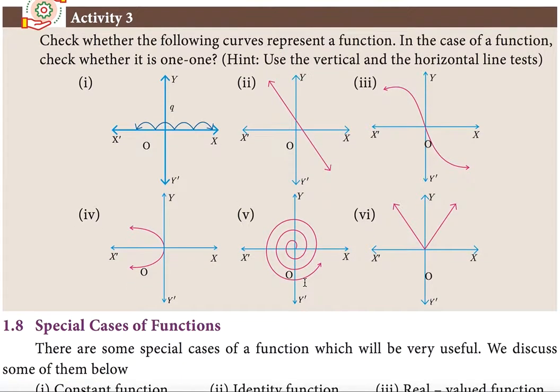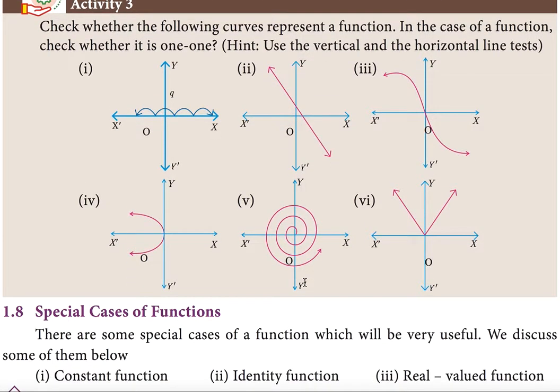Check whether the following curves represent a function. In case of a function, check whether it is 1 to 1. Use the vertical line, horizontal line test. The vertical line you need to test whether it is a function or not. Vertical line, this is a function. Horizontal line tells you whether it is 1 to 1 or not. Okay, this is not 1 to 1, right? This is not 1 to 1. This is 1 to 1, and this is a function, and this is 1 to 1.